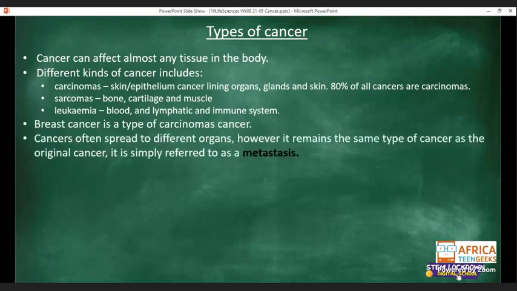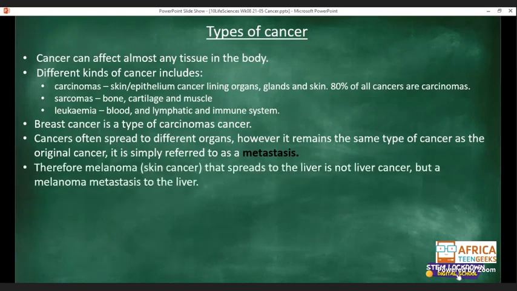And remember, we said cancers often spread to different organs. However, it remains the same type of cancer as the original cancer, and that is simply referred to as metastasis. Remember the malignant tumors. So cancer cells move to different parts of the body. Remember, I mentioned the term metastasis, or they metastasize. So if you have a breast cancer and these cancer cells then move to your liver and affect your liver, they will still remain breast cancer. Breast cancer cells to the liver.